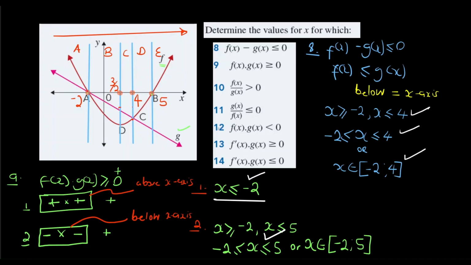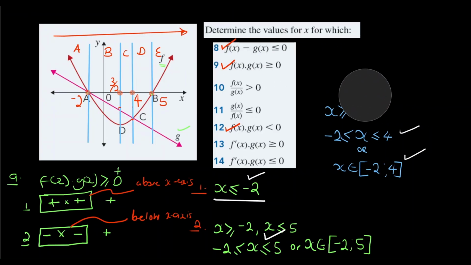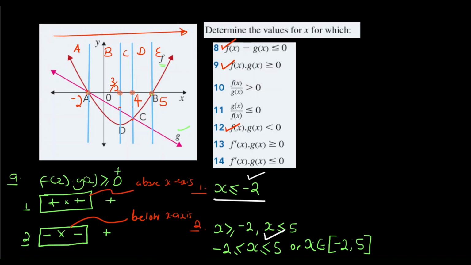12. I want us to do question number 12 because it's similar to question number 9. So far, we've done question number 8 and question number 9, but I want us to go to question number 12 because it's similar to question number 9. So let's quickly do that, and we'll continue with the rest of the questions. So for question number 12, we're asked to find where f of x times g of x is less than, only less than, not equals to, 0.